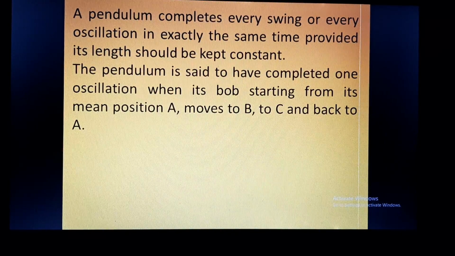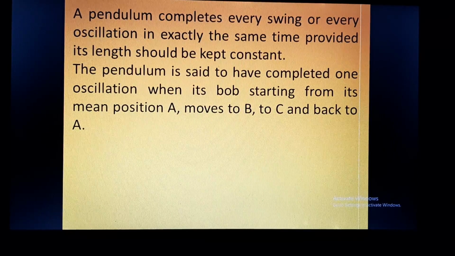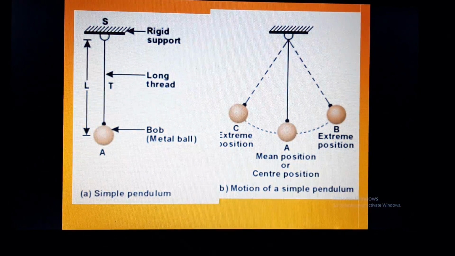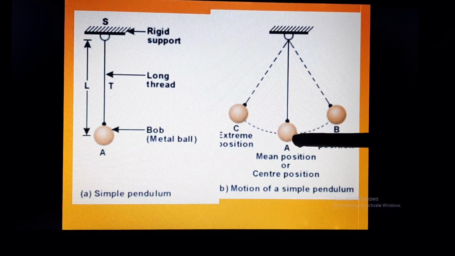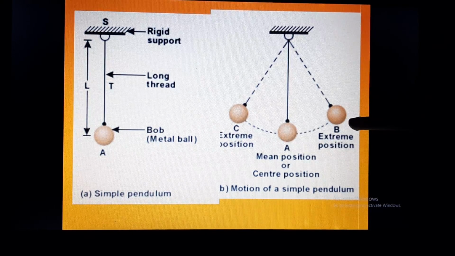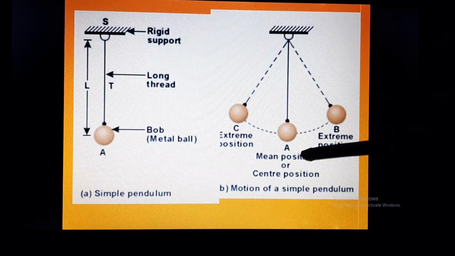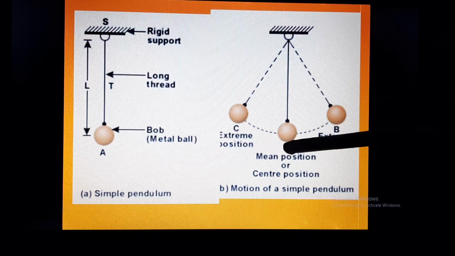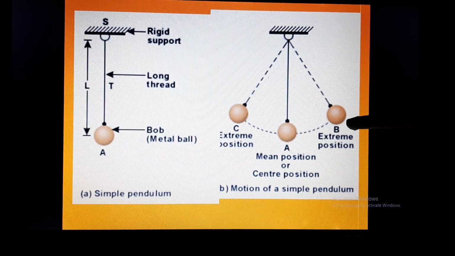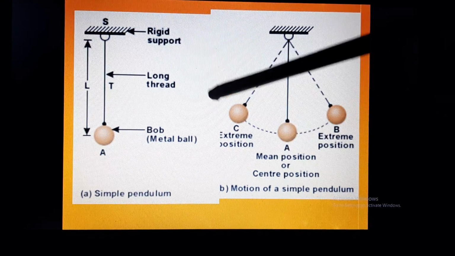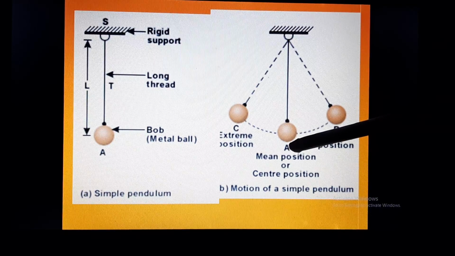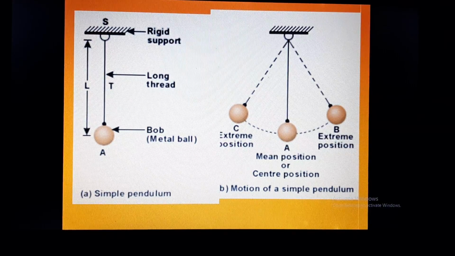The pendulum is said to have completed one oscillation when its bob, starting from its mean position A, moves to B, to C and back to A. That means one oscillation is completed when the bob goes to B, goes to C and then comes back to A. Here you can see this is the mean position. The bob will go to extreme position B, come back to A, go to C and again go back to A. This is called one oscillation.